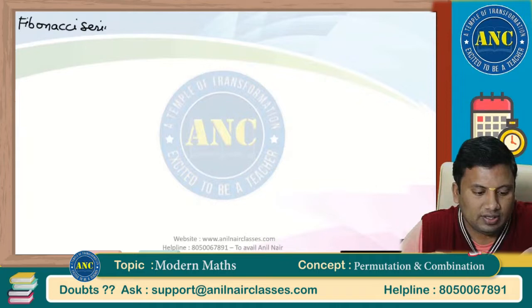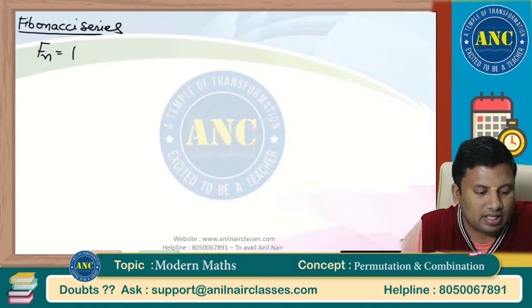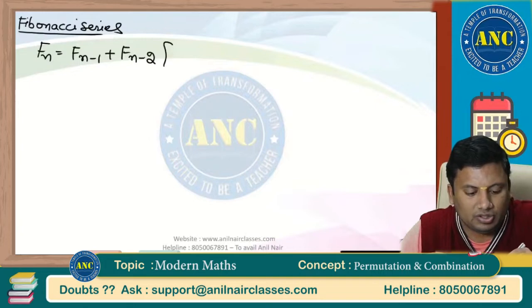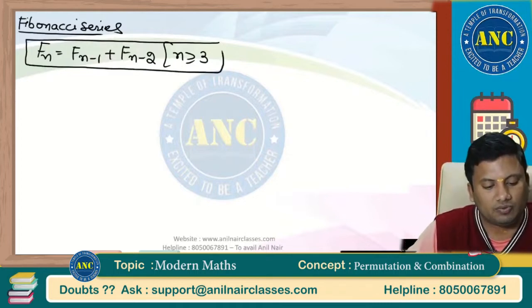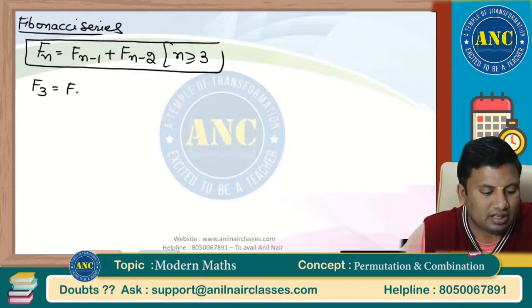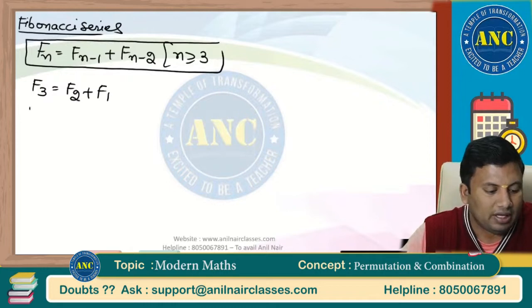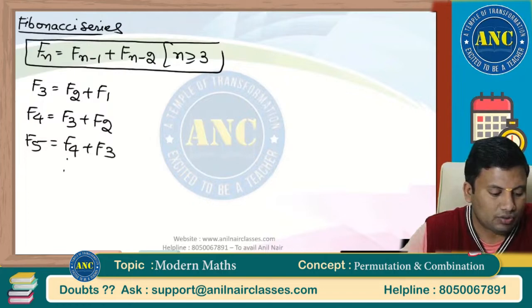Fibonacci series. Fibonacci series is an extremely important series which behaves in this pattern: Fn equals Fn minus 1 plus Fn minus 2, n greater than or equal to 3. This is the Fibonacci series pattern. That means if n is 3, F3 is nothing but F2 plus F1, F4 is nothing but F3 plus F2, F5 is nothing but F4 plus F3, and so on and so on.